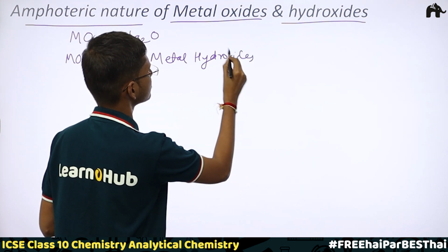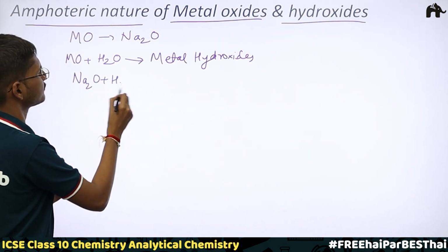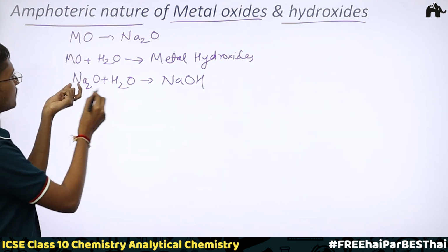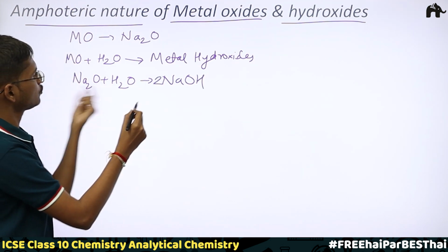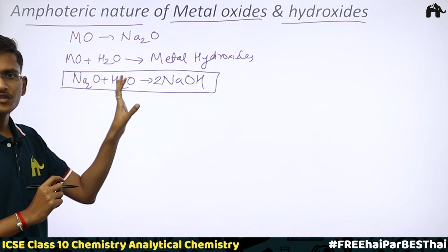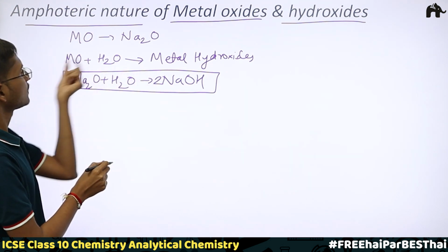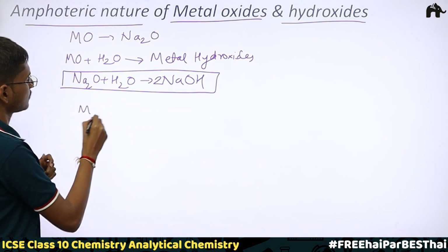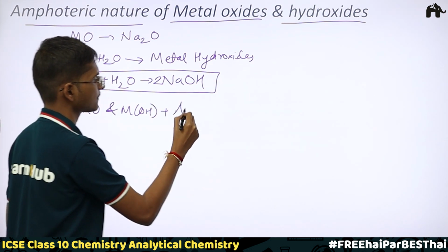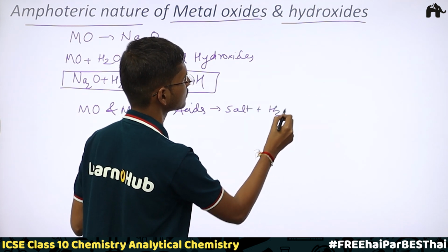Okay, so for example, let's take this one. Sodium oxide itself, I'm treating it with water and it is forming sodium hydroxide, NaOH. See, 2Na, 2Na, 2O2H, 2O2H, it's balanced. So what we have observed is generally what is happening, these metal oxides and these metal hydroxides react with acids and form salt and water.